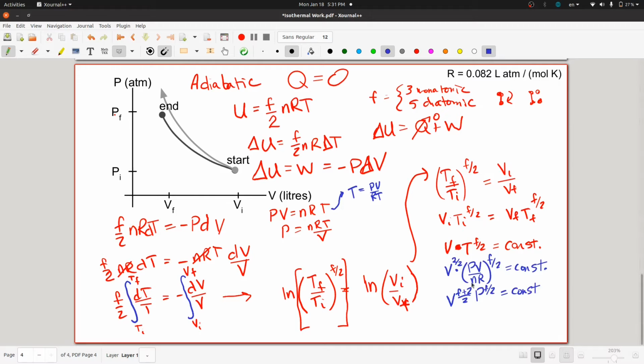You might be wondering, what about this nR? Well, I know if I raise nR to the negative f over 2, that's a constant as well. So I'm just dividing both sides of an equation here, dividing the constant. This is equal to some other constant, but it's still equal to a constant. What I'm looking for here is a relationship between V and P.